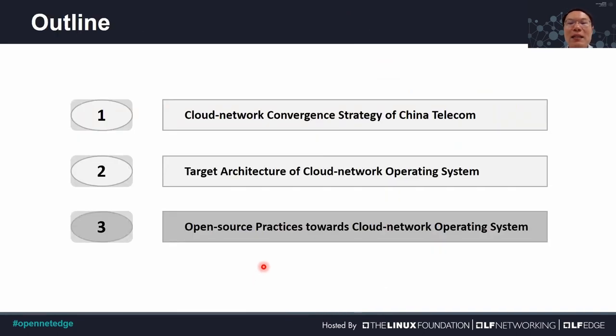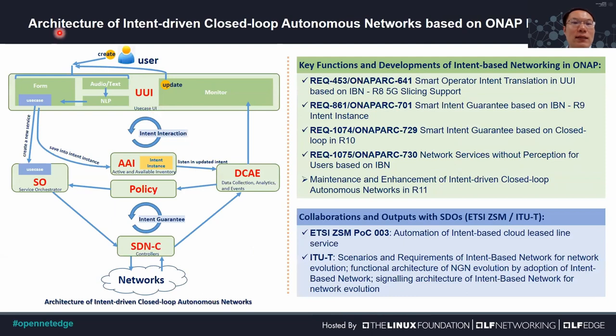So as part of the cloud network operating system, my team currently focuses on the open source development based on ONAP, where we lead the use case of the intent-driven closed-loop autonomous networks. Currently, as an open source network automation platform, ONAP has already provided a closed loop for autonomous networks.